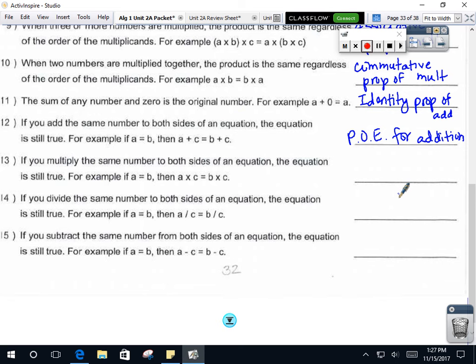Number 13, if you multiply the same number to both sides of an equation, the equation is still true. For example, if A equals B, then A times C equals B times C. Number 14, if you divide the same number to both sides, the equation is still true. For example, if A equals B, A divided by C equals B divided by C.